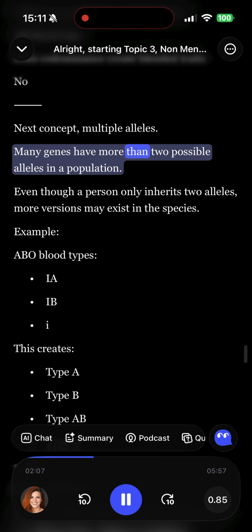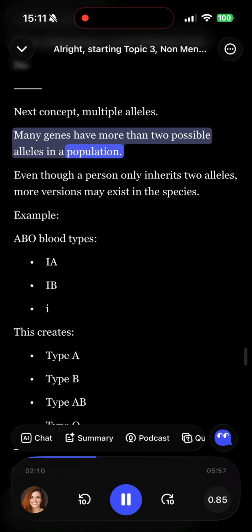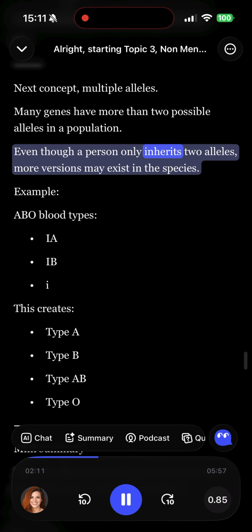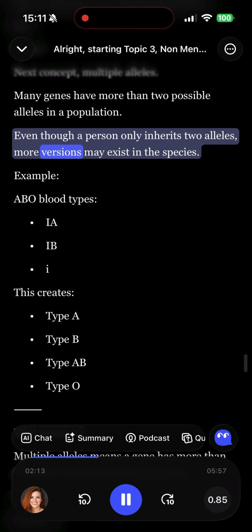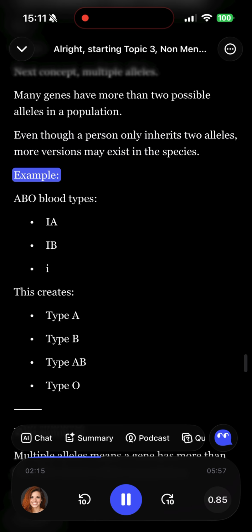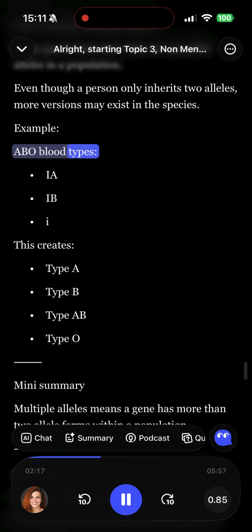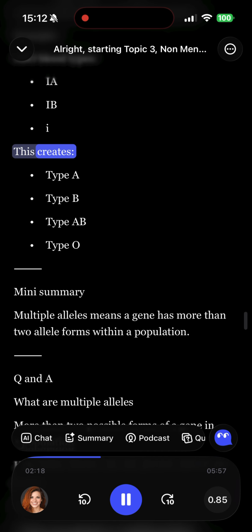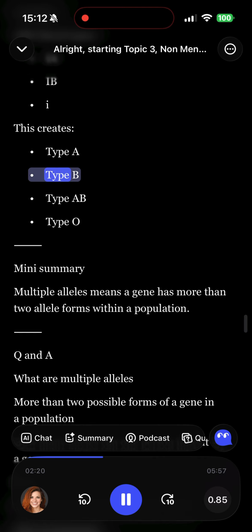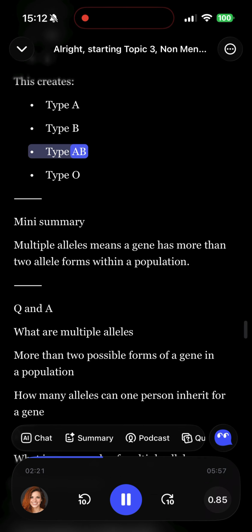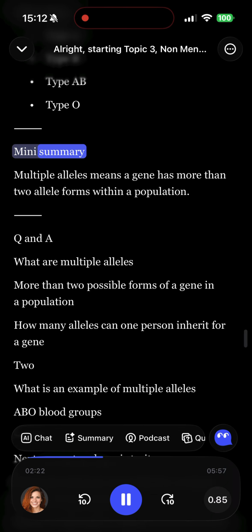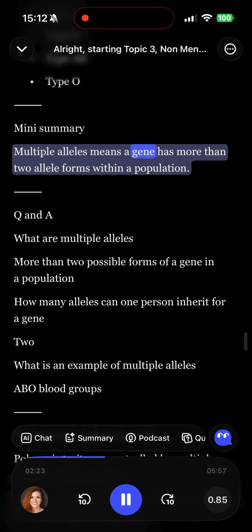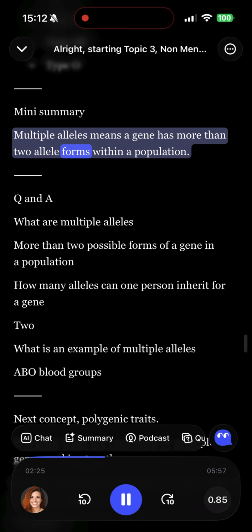Next concept, multiple alleles. Many genes have more than 2 possible alleles in a population. Even though a person only inherits 2 alleles, more versions may exist in the species. Example: ABO blood types, IA, IB, i. This creates type A, type B, type AB, type O. Mini summary. Multiple alleles means a gene has more than 2 allele forms within a population.